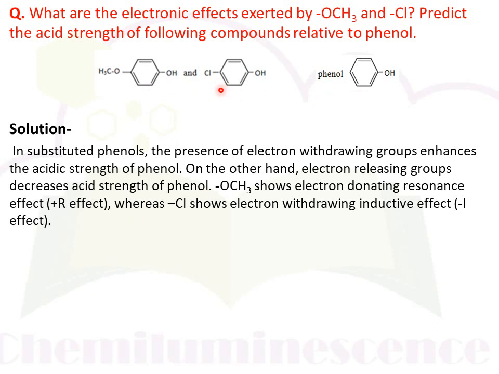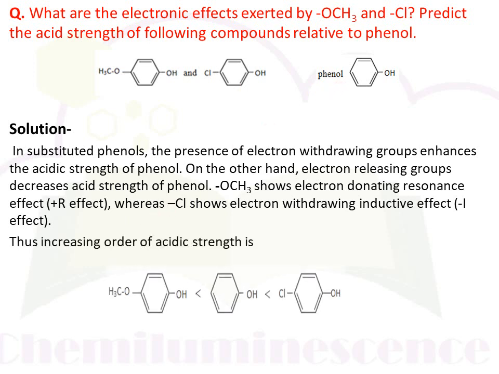While the presence of an electron withdrawing group, that is the chloride group, or a group which shows the -I effect, enhances the acidic strength of phenol. Hence, para-chlorophenol shows higher acidic character as compared to phenol. If we arrange them in increasing order, it is this way: para-methoxyphenol is less acidic as compared to phenol, which is less acidic as compared to para-chlorophenol.